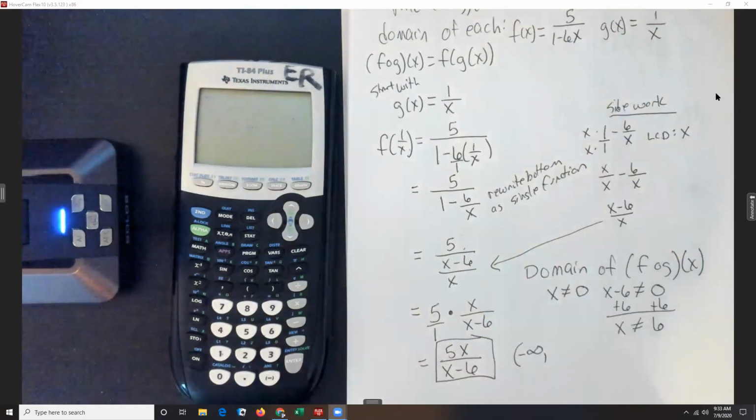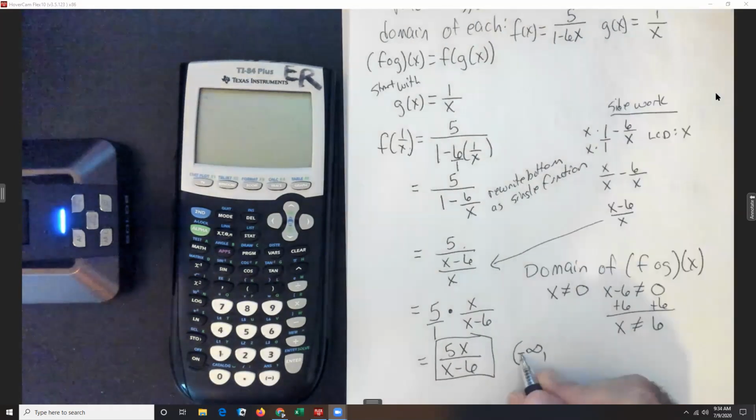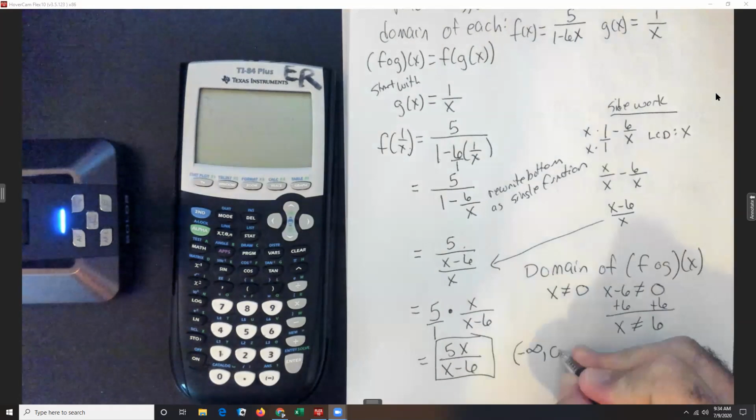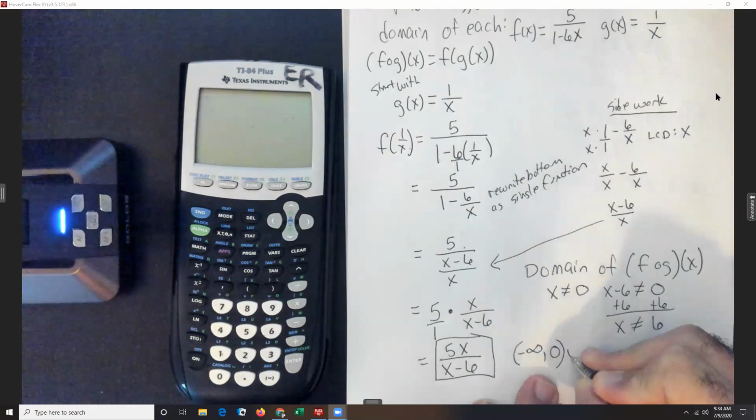Now the interval has to go left to right. So which of these numbers would I hit first? I would hit the 0 first. So from negative infinity, I go to 0. And y'all, what I'm going to do is what we call a union. You union around that 0.